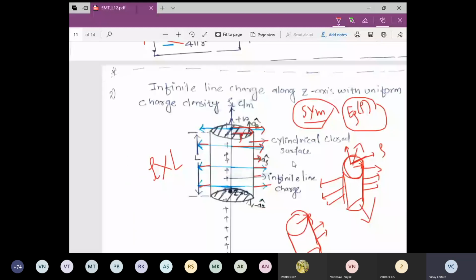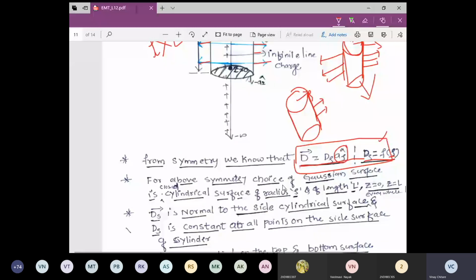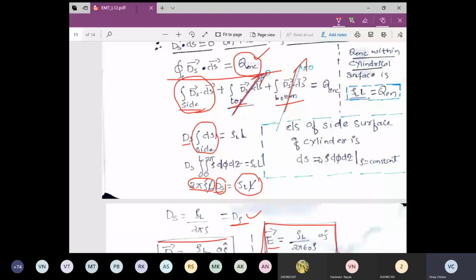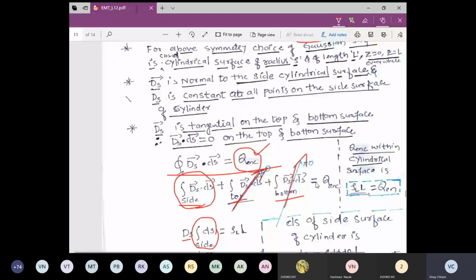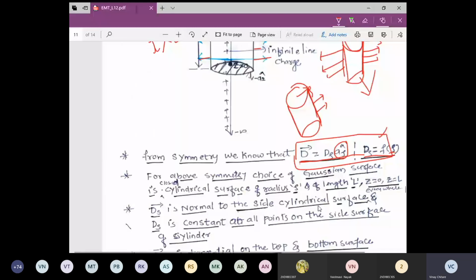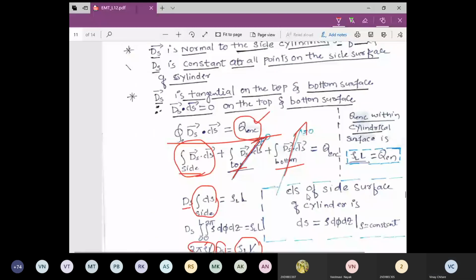So you could see once we know the symmetry, the rest of the thing is really very easy. We don't require all those integrations as we performed in module 1, where we found the electric field due to a line charge using Coulomb's law.